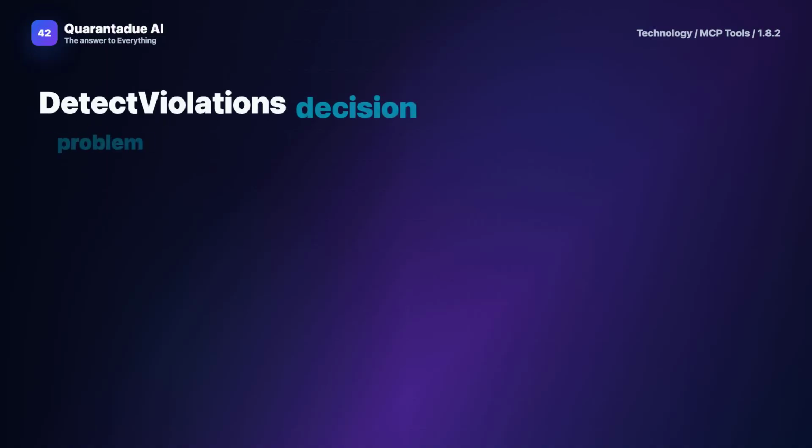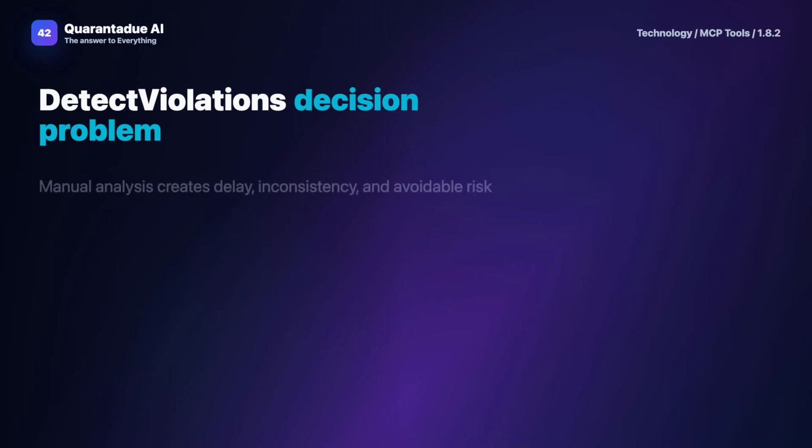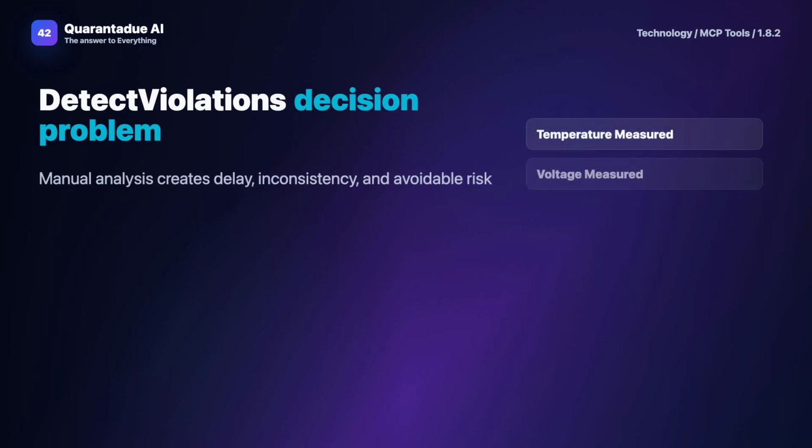Detect violations starts with a defined input contract. Typical inputs include temperature measured, voltage measured, latency measured, data rate, and maximum allowed temperature. Keeping these fields explicit reduces ambiguity and makes every run easier to audit.